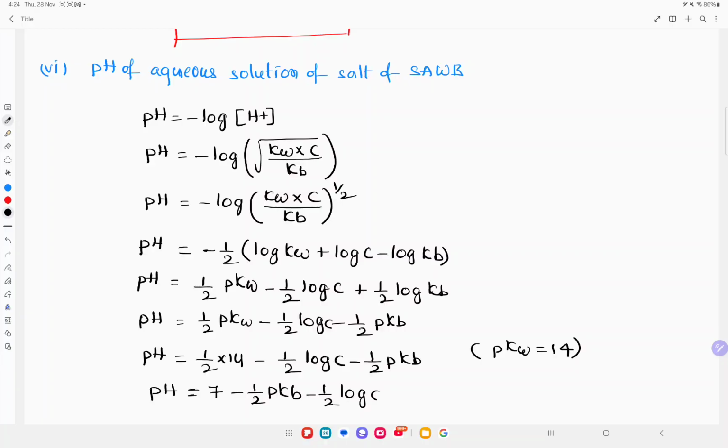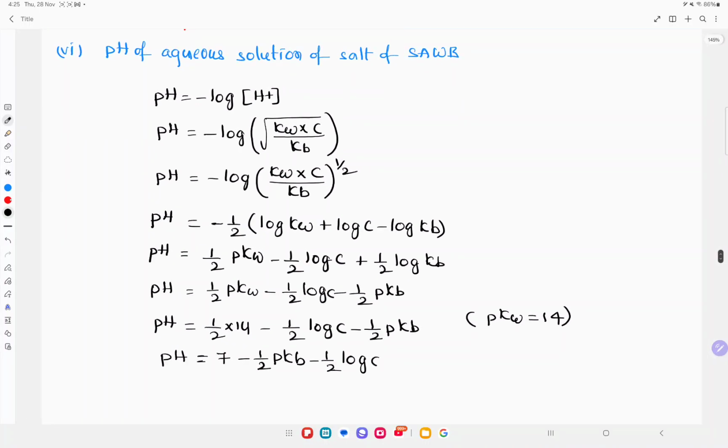This is the expression to calculate the pH of aqueous solutions of salts of strong acid and weak base. The formula to calculate the pH of an aqueous solution of a salt of strong acid and weak base is pH is equal to 7 minus 1/2 pKb minus 1/2 log C. Hope you understood. In the next video, hydrolysis of salt of weak acid and strong base, and hydrolysis of salt of weak acid and weak base.